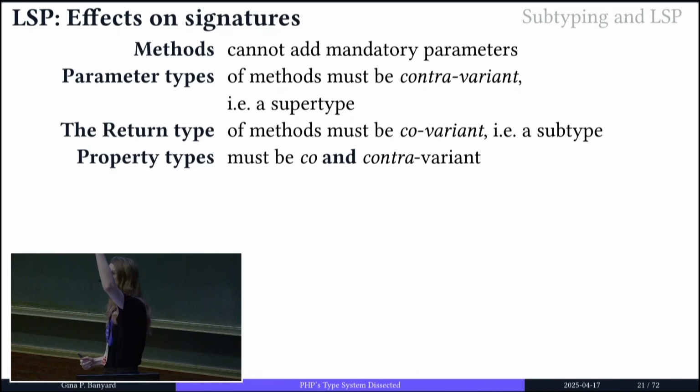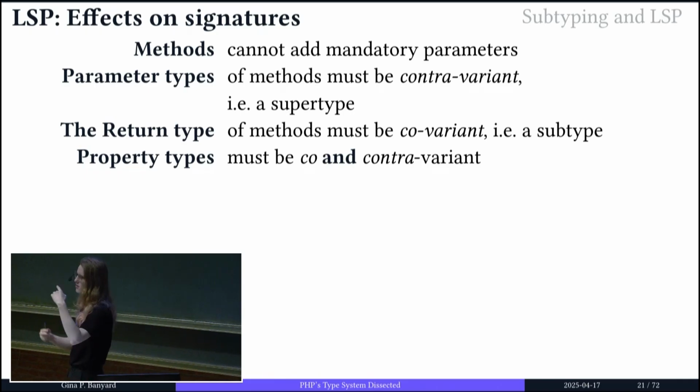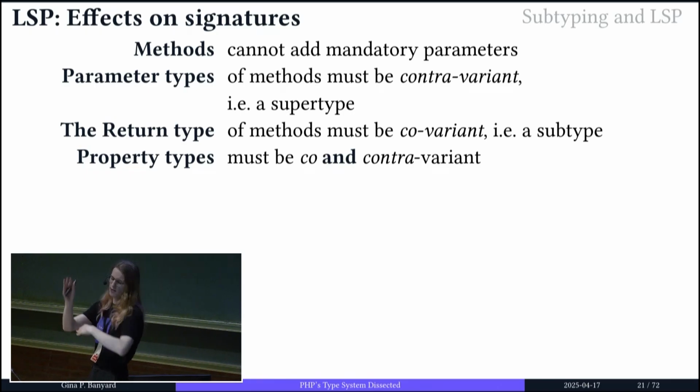Just the reason why it's called co and contra. Co means that we follow the same direction as our relationship. So we want the signature of our subclass to be a subtype of the function signature of the parent. So the return type is covariant because it follows the same relation. It is a subtype as well. And contravariant is because the parameter types go the opposite way.